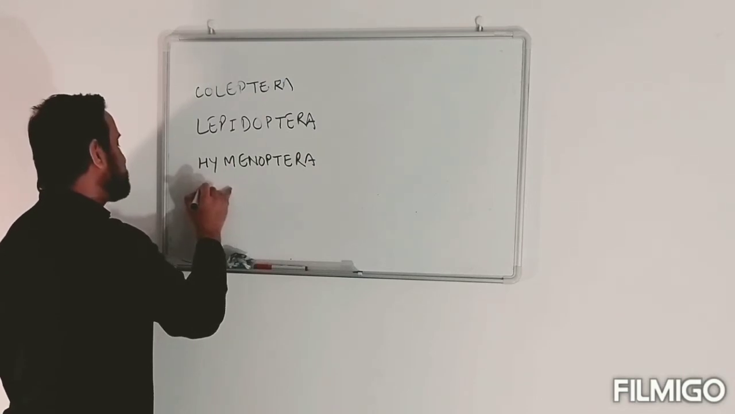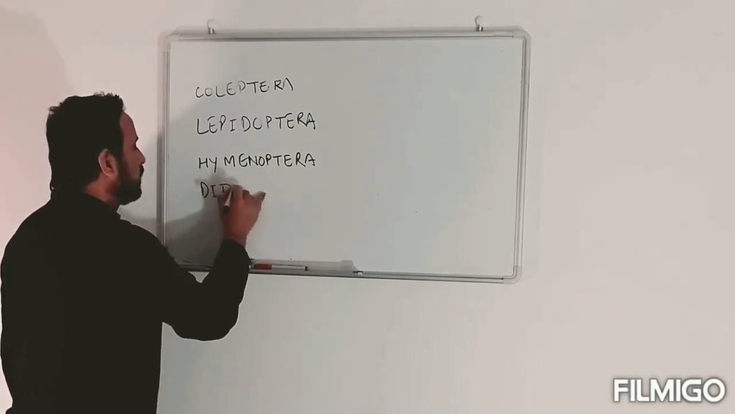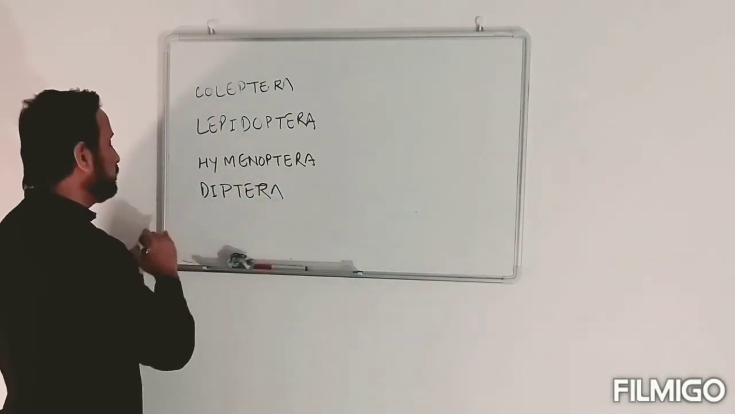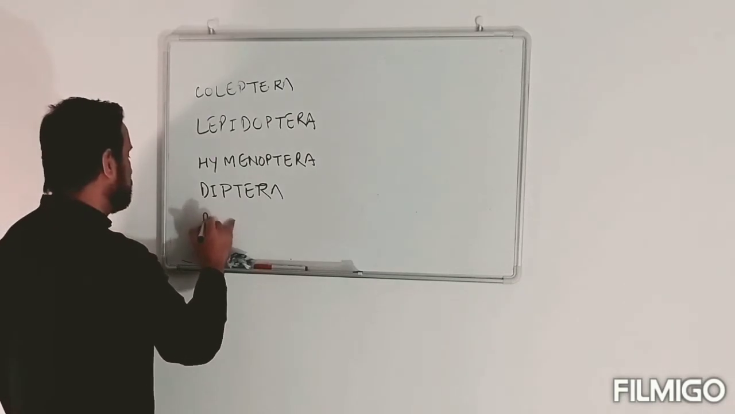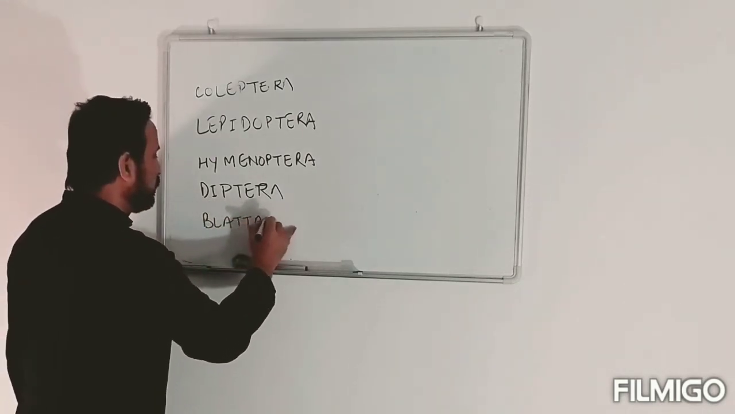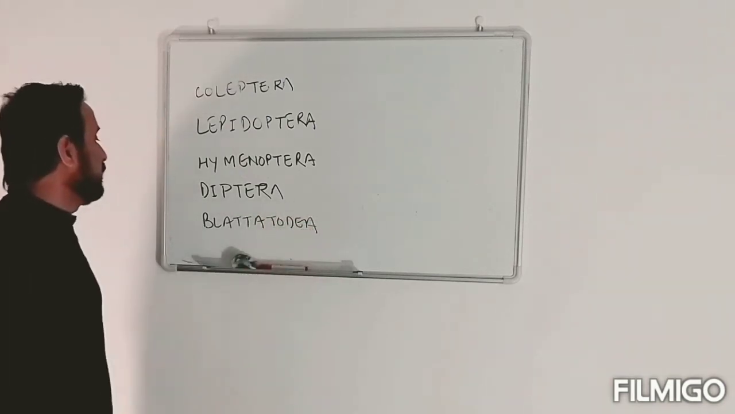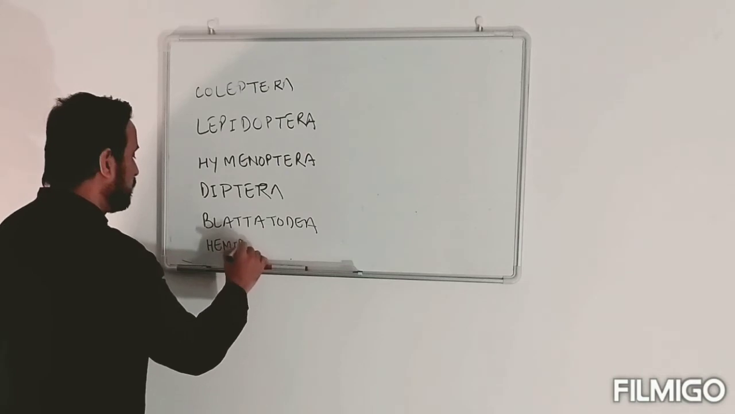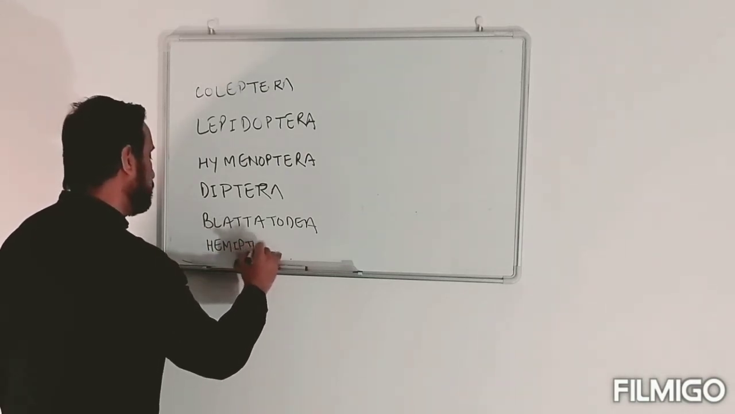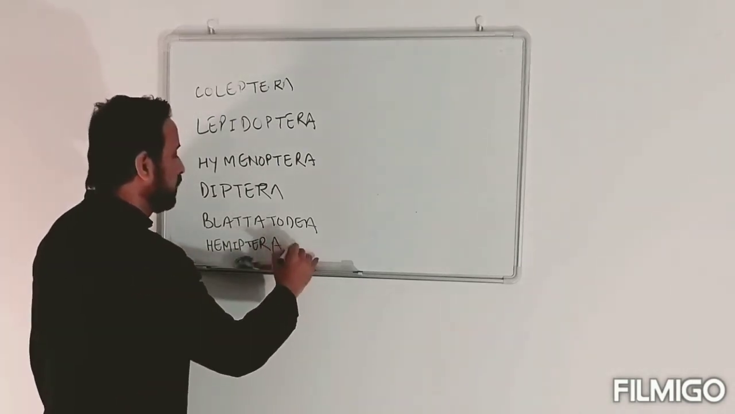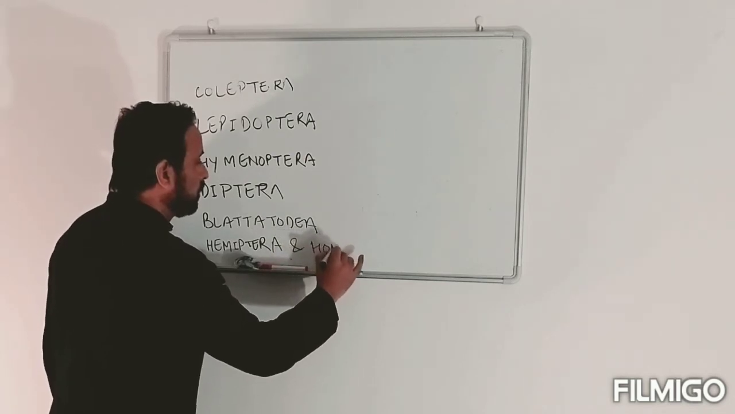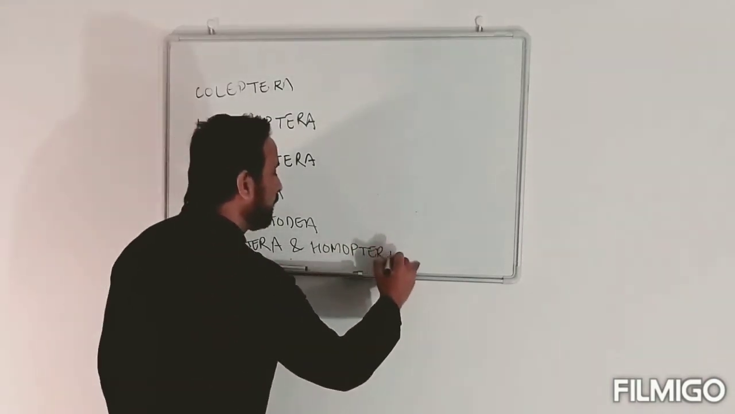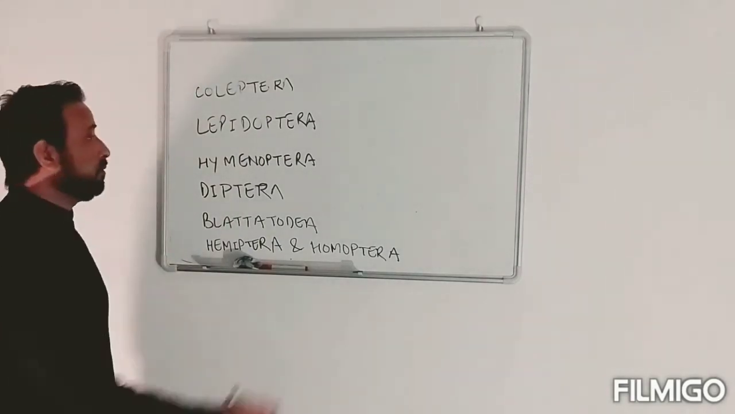Then Diptera. After Diptera, I told you about Blattodea, then Hemiptera and Homoptera. Apart from that, I told you about Isoptera also.